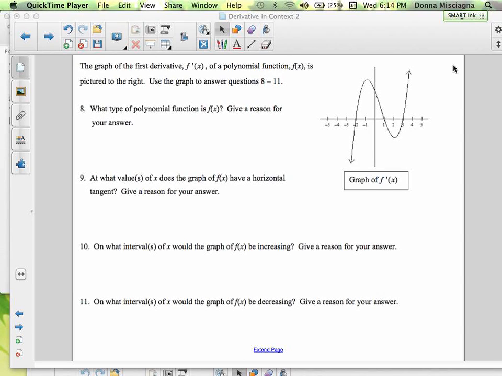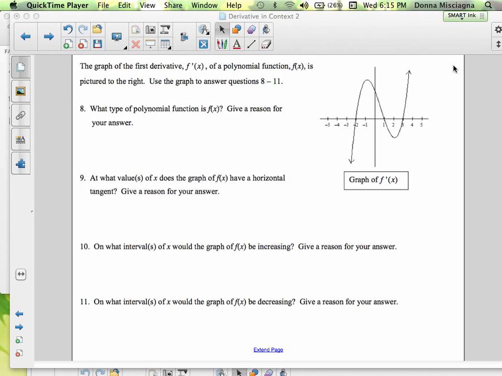Let's look at another problem. The graph of the first derivative f prime of x of a polynomial function f of x is pictured at the right. Use the graph to answer questions 8 through 11. What type of polynomial function is f of x? Give a reason for your answer.